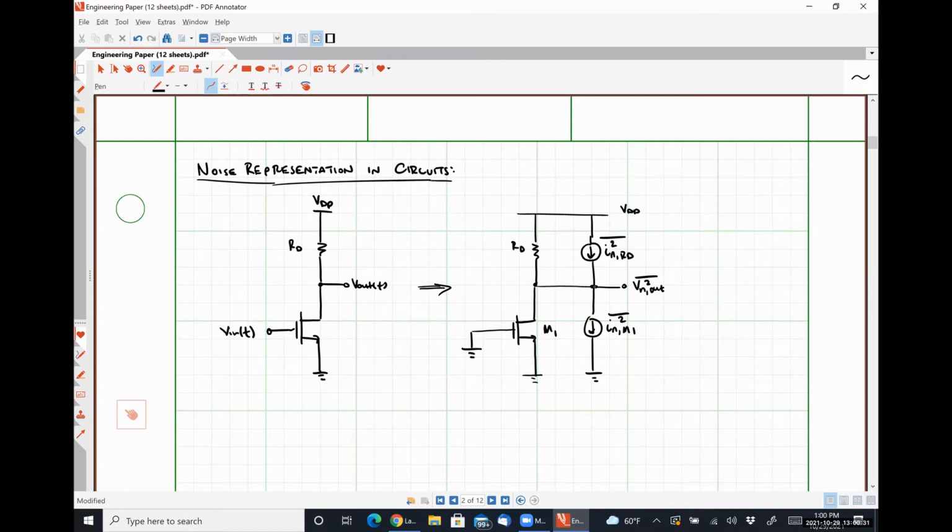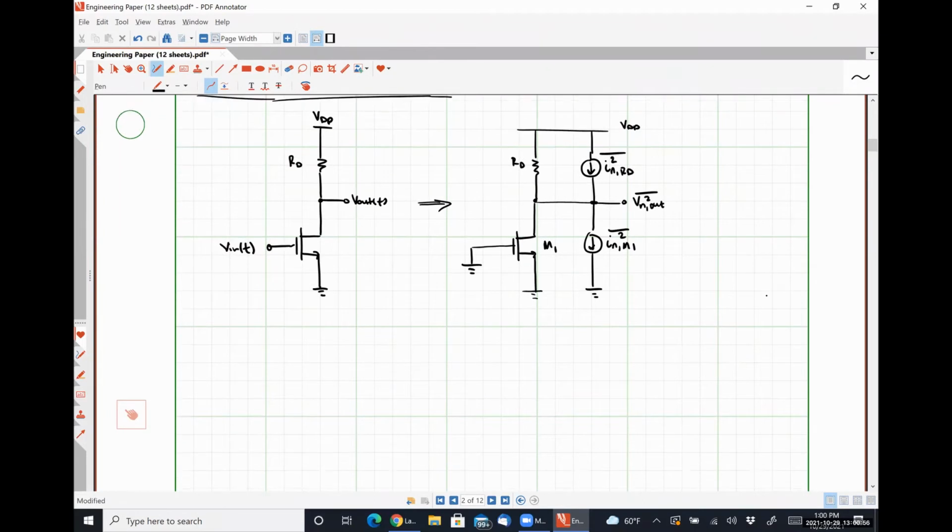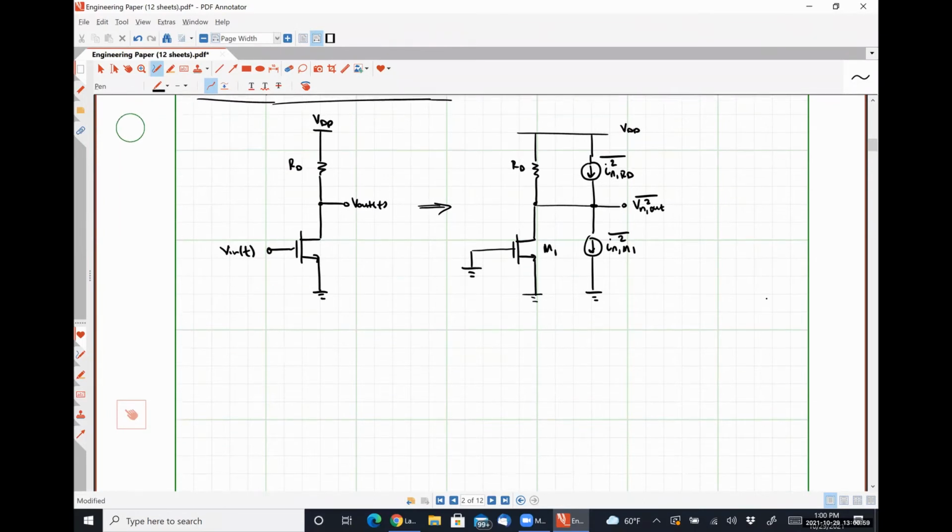If they were correlated, what we would have to do is effectively use superposition to find what the noise current density is at the input, and then use the transistor gain to send it to the output effectively. And we're going to do that in a little bit so that you'll have an illustration of both here, okay? We could say in this case, or let's look at a small signal model first, actually. I think that might be more helpful, right?